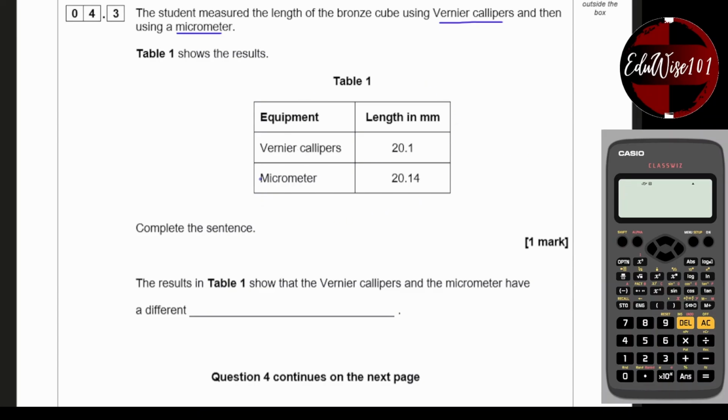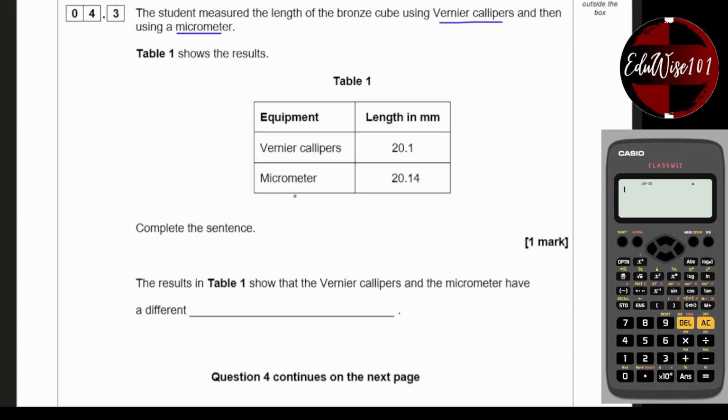But they have given you the information in the table. Using the vernier caliper, the length is measured as 20.1 millimeters. Now, if you're going to use a ruler, the shortest length you're going to be able to measure is 1 millimeter. So the vernier caliper gives up to 1 decimal place of a millimeter. A micrometer, on the other hand, is measuring at 20.14 millimeters. So it's far more precise to measure it using a micrometer.